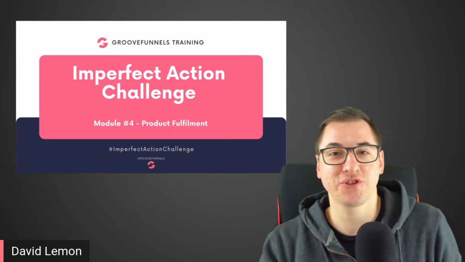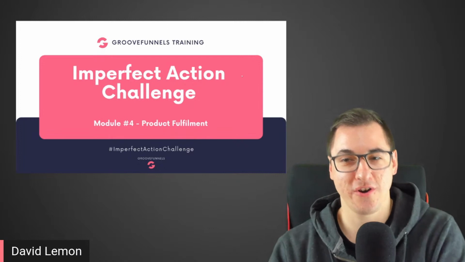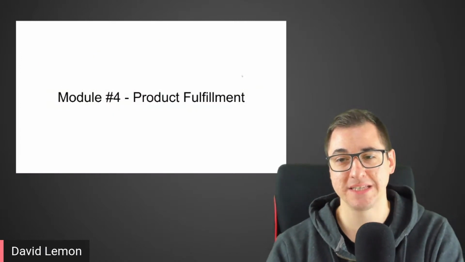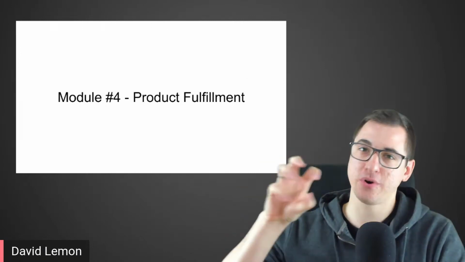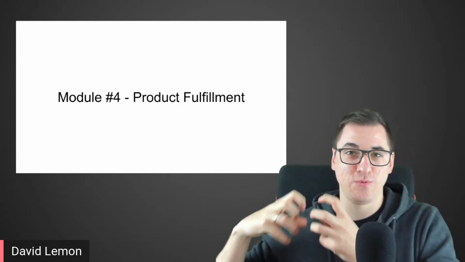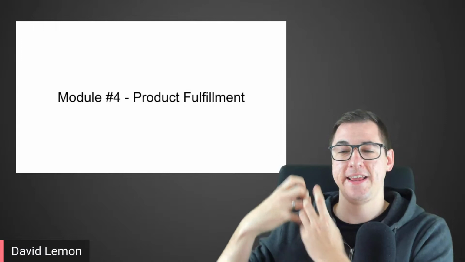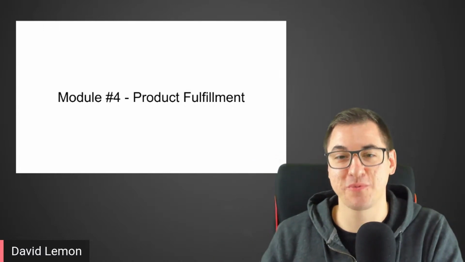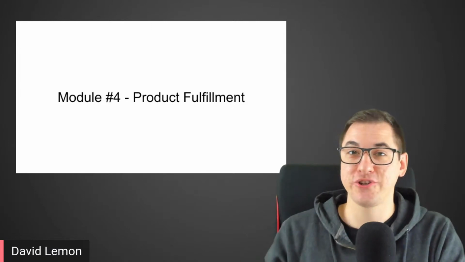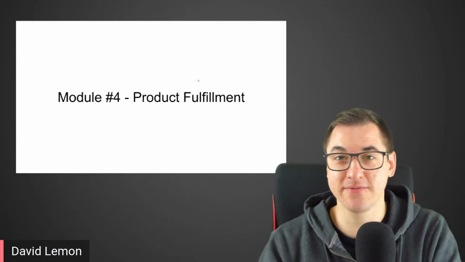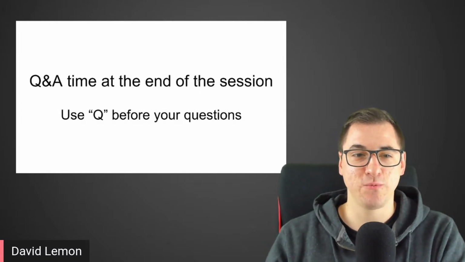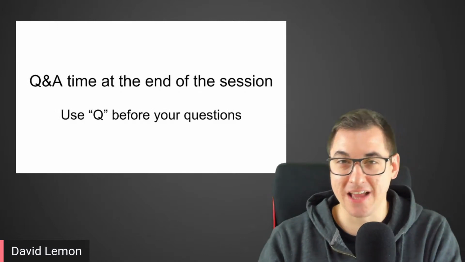So cool. Let's just continue and let's see what we are doing today. As I said, module number 4 will be for product fulfillment, where we are taking the products that we downloaded, that we are selling online, and we are providing it to the customer that purchases the product, or signs up for the freebie, because we set up a freebie as well. Also, ladies and gentlemen, we will do a Q&A at the end of this session.